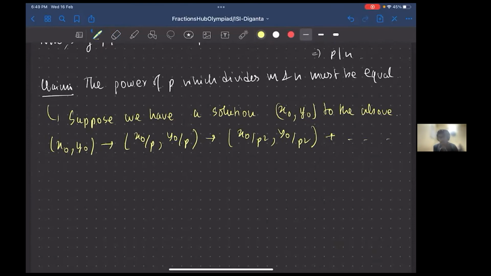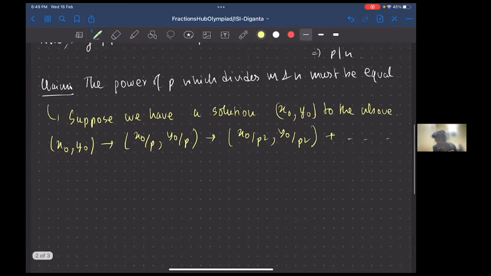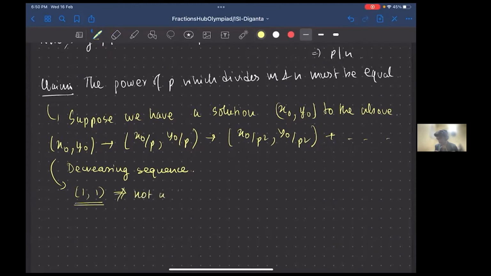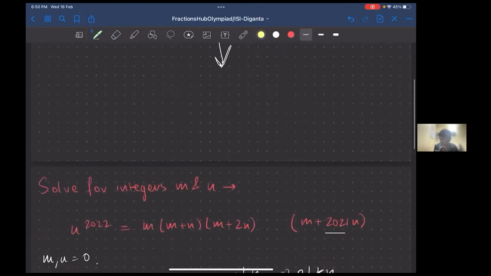So as you can see, we can go on like this, and this is a decreasing sequence. So eventually, we can take all such primes of X naught and Y naught. We know that there can be no primes which divide X naught and do not divide Y naught. So we can reduce these things to 1 and 1, right? Ultimately, because if they have a prime, then we go on like this, implying that this should be a solution, which is not. So the only solution can be 0 and 0, right?